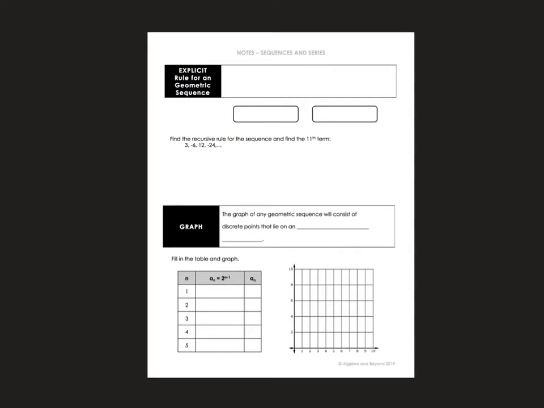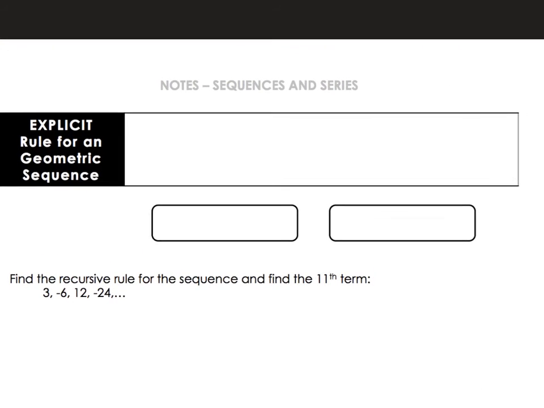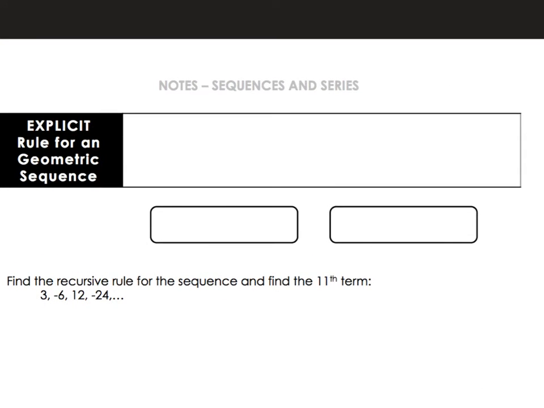Okay, so here we are on the next page. We finished our recursive rule. Now we're going to work on writing an explicit rule. So let's zoom in on this top empty space for us to fill in some notes here. And we can fill in our rules. So we're going to write this out, and it's going to be a sub n equals a sub 1 times r to the n minus 1.